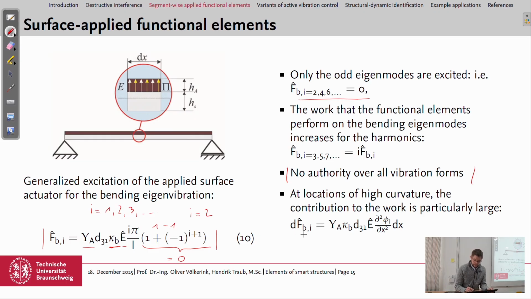And if we look at the derivative of this generalized excitation, then without looking at it in detail, we can state that at locations of high curvature, the contribution to the work is particularly large. So if we have the second eigenmode in these positions of high curvature, we can do a lot of work to the eigenmodes or to the deformed structure.